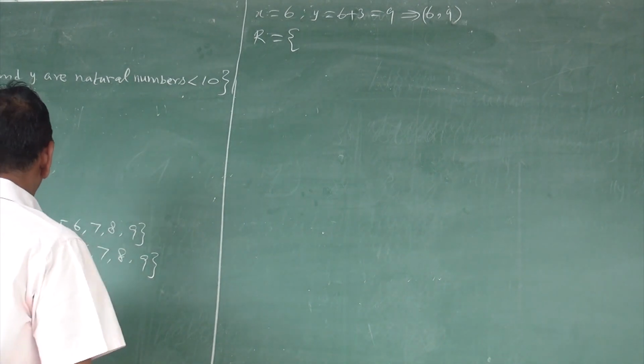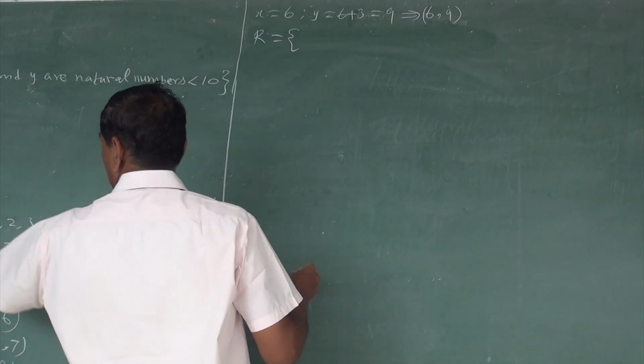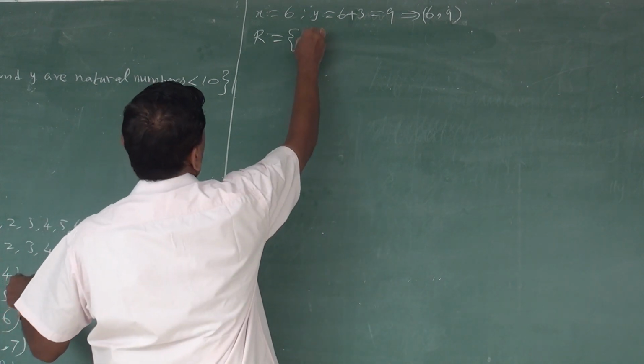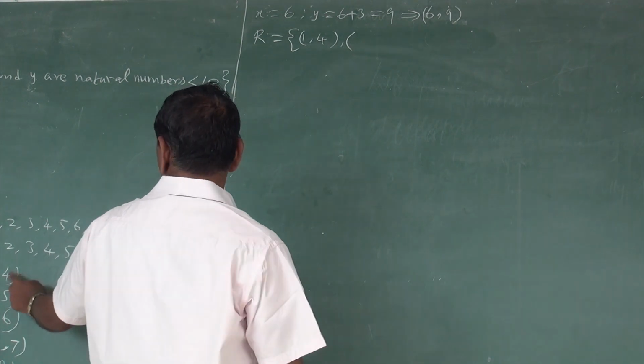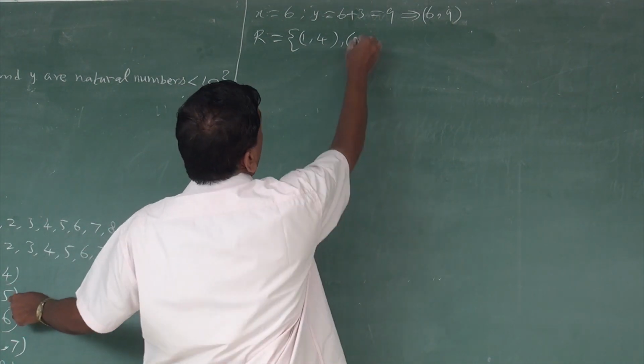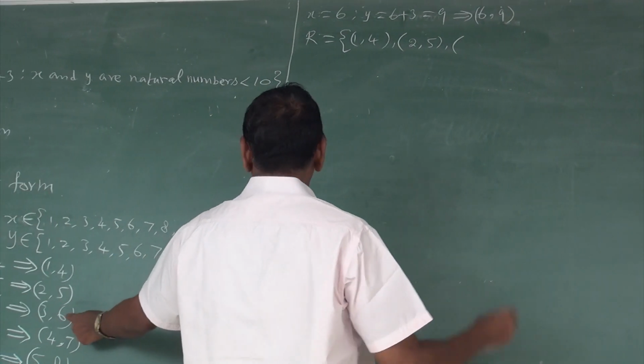Now the first relation R is equal to, what are the ordered pairs? Anyone? Ordered pairs? Yes, the first ordered pair, when x equal to 1, y equal to 4, so 1 comma 4. Okay. Next ordered pair, yes, 2 comma 5. Next ordered pair, 3 comma 6.